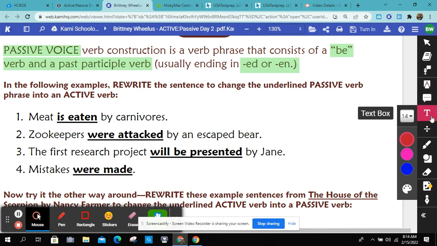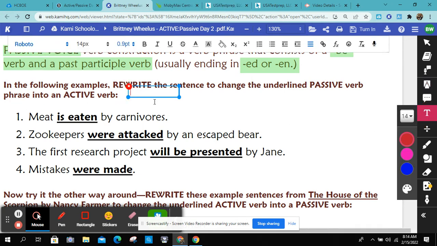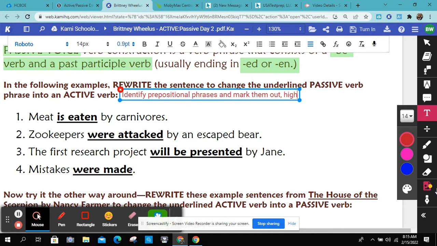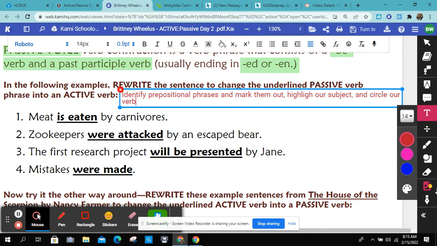So again, very similar to what we did yesterday. Okay. I am going to have you change the directions a little bit. We are going to first identify prepositional phrases and mark them out. Okay. Then we are going to highlight our subject and circle our verb.